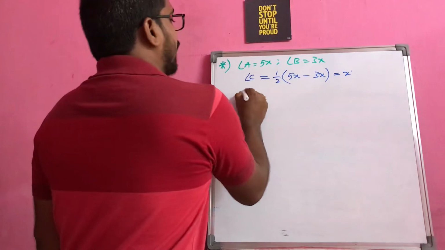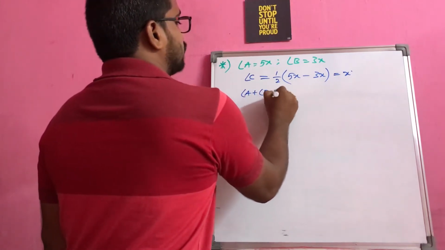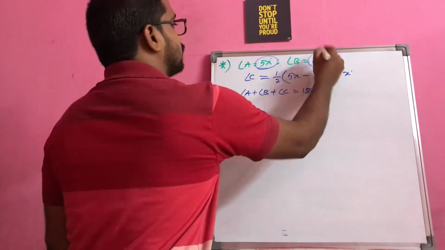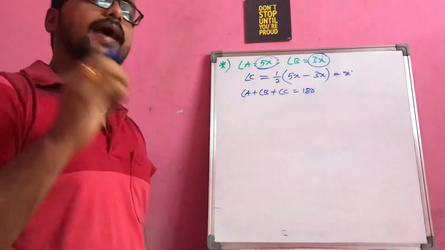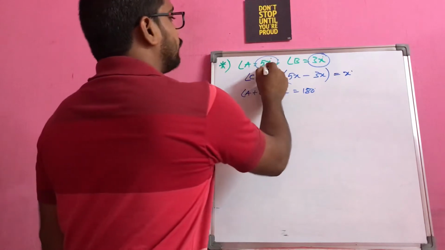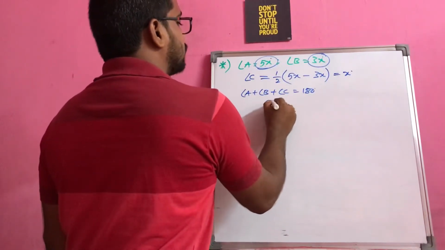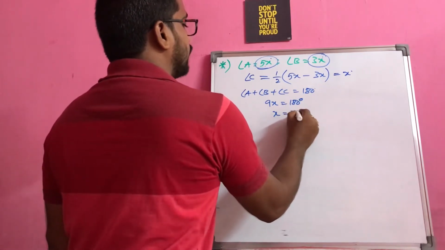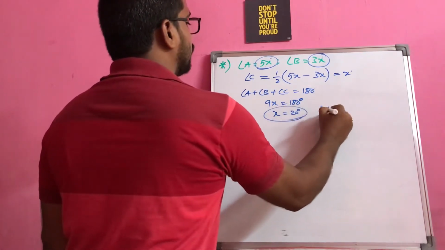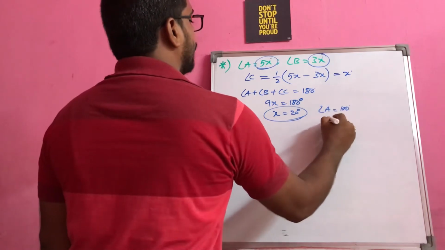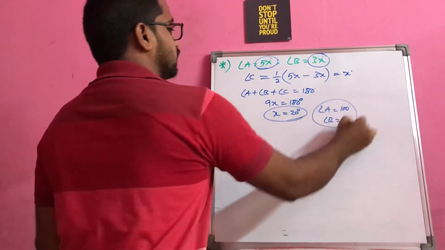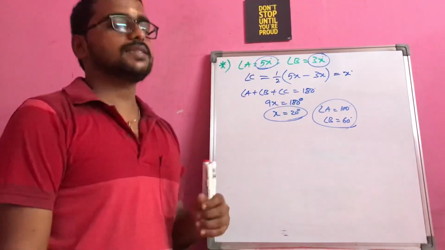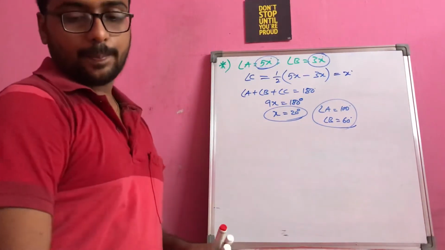See, simple. Angle A plus angle B plus angle C is equal to 180, because they are talking with respect to the angles. So you have to think with respect to angles only. If you substitute 5, 3, 1, that means 9x is equal to 180. So you will get x is equal to 20 degrees. Once x is 20, angle A will be 100, angle B will become 60 degrees. That's it. You just have to interpret the question correctly. The remaining part will come automatically, right?